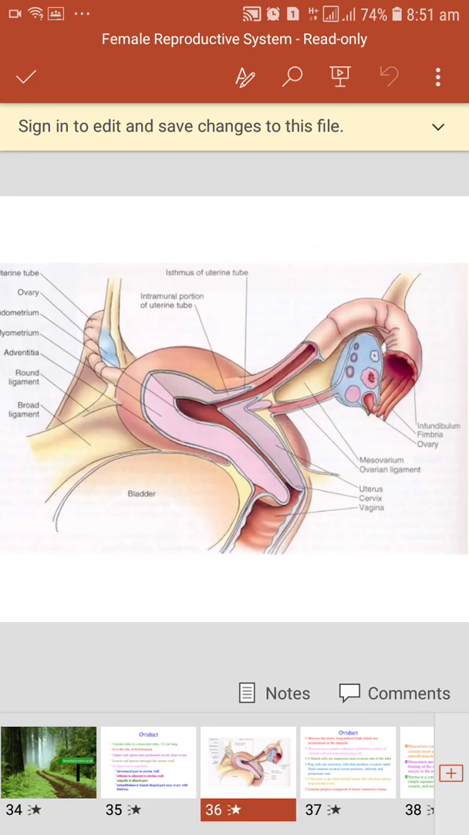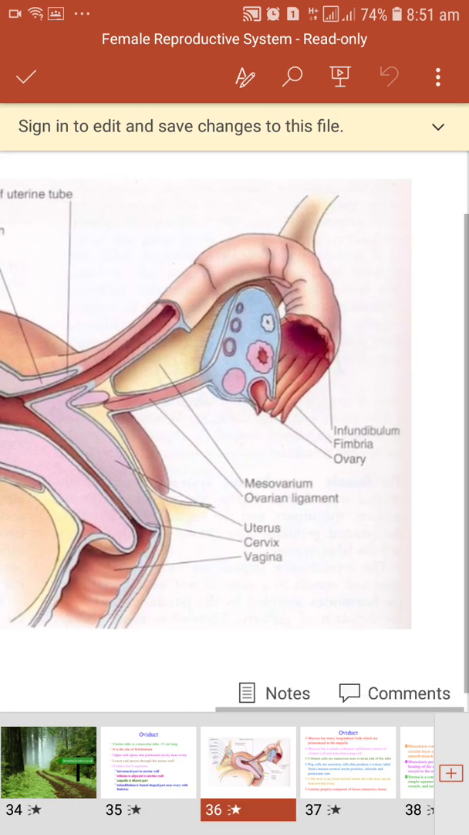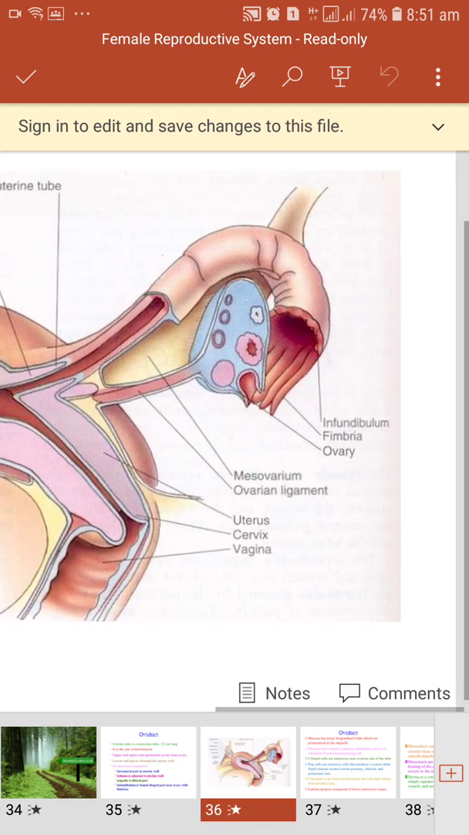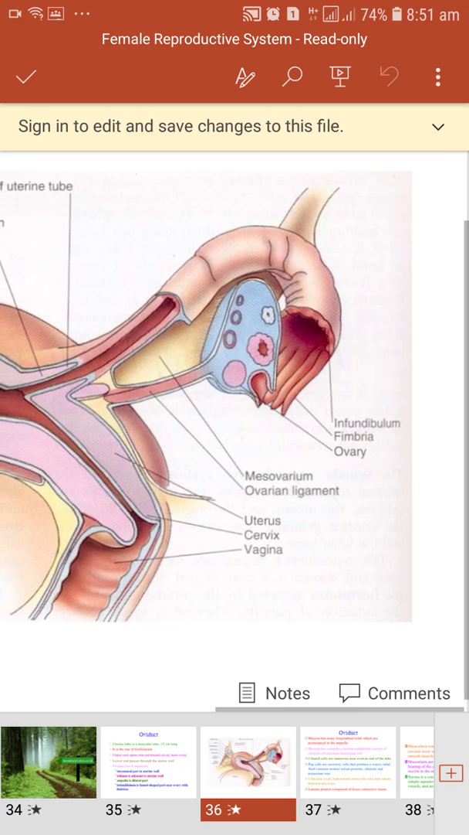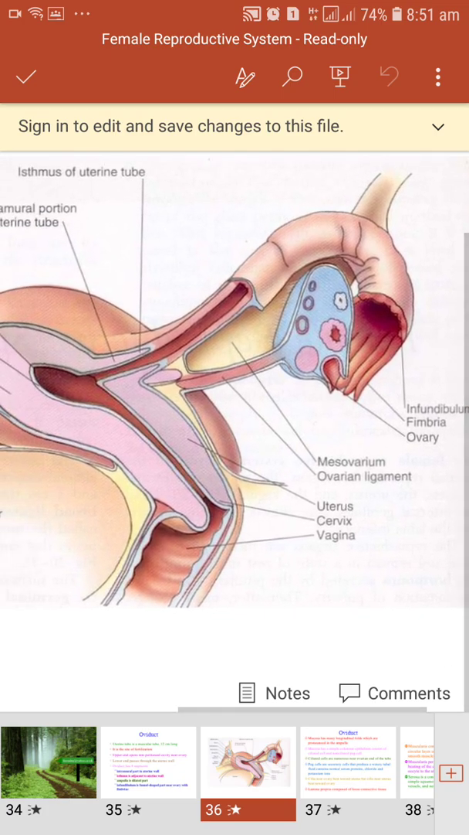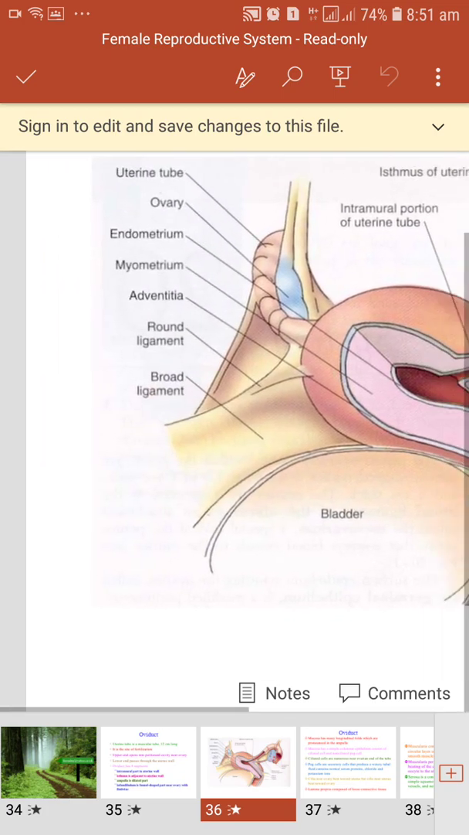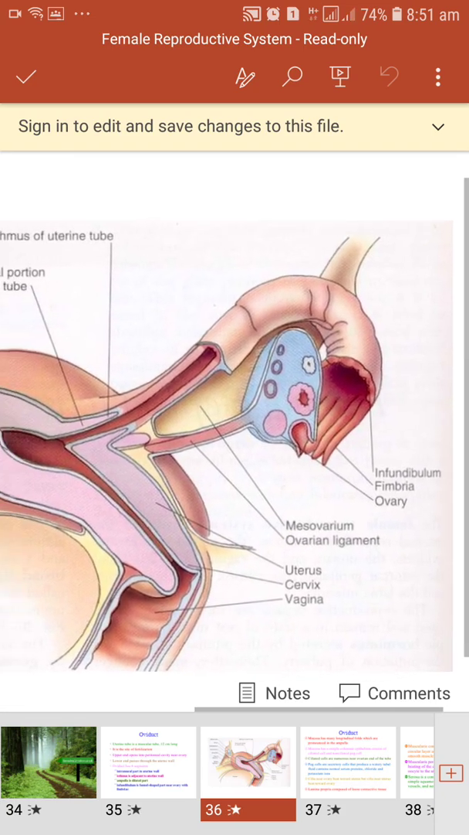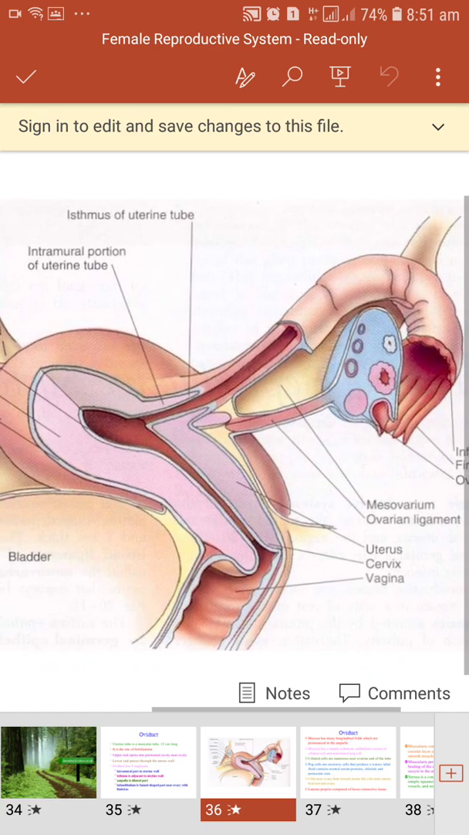This is the diagram of the uterine tube. You can see here the first part, infundibulum with the fimbria. Then we have the constricted part, isthmus, then ampulla, then intramural part.